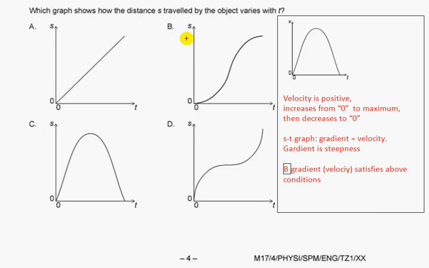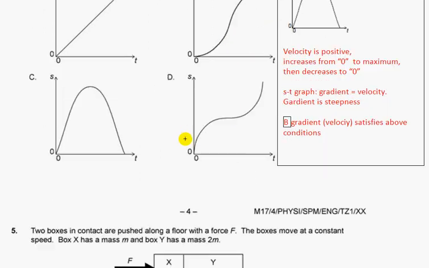So if we analyze the distance over time graph, we should recall that gradient equals velocity and gradient is steepness. So I think that graph B suits the graph v over t. Why? Because the gradient starts at 0, so velocity 0, then it increases, then reaches maximum, then decreases, steepness decreases, and finally reaches 0. So answer B.